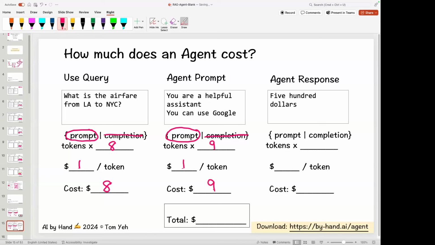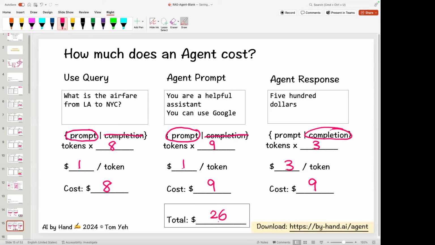So it's 9. And for the agent response, $500. Okay, I'm trying to be helpful, $500 in this case. I should, you know, maybe check the database. So this is a completion token here, and there are 3 tokens. This part of the math is the same: $3 per token because it's roughly 3 times as expensive, so 9. Then you add them up for the total cost of this transaction: 17 plus 9 is 26.